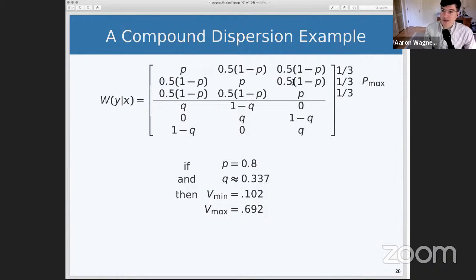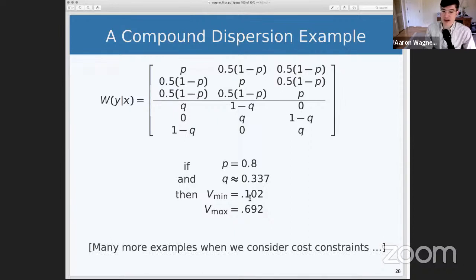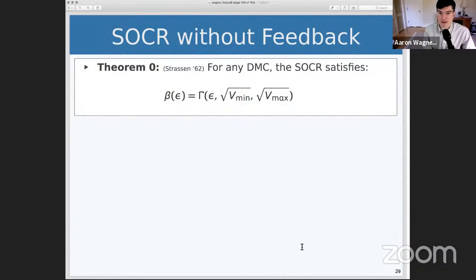But the spread of the information density is higher here, because the range of the ratio of this to this is bigger than Q to 1 minus Q. So if I put all my input mass on the first 3 rows, I'm capacity achieving and I have maximum variance. And if I put all my mass on the last 3 rows, I'm capacity achieving and I have minimum variance. So these examples, compound dispersion channels, do exist. This example is clearly contrived to illustrate the point. We'll see that many more examples arise when you consider cost constraints later. In fact, on some level, every channel is compound dispersion when there's a cost constraint involved. And we'll see that later.